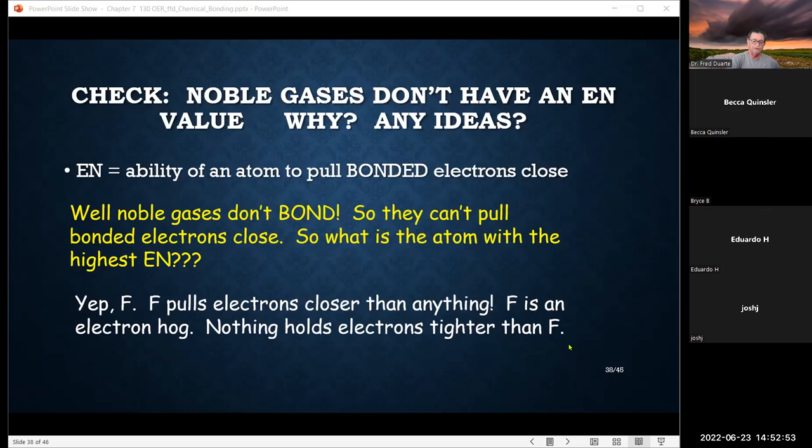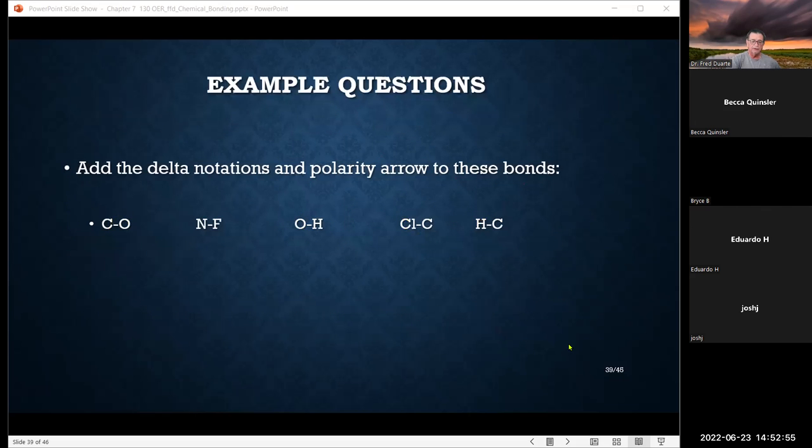Fluoride, again restating what we already talked about, has the highest electronegativity. You may be asked to draw the delta notation, the partial negative, partial positive, and the polarity arrow. You look at carbon and oxygen, at their position on the periodic table: who's a lot more electronegative? Obviously oxygen is. Why? Because oxygen is closer to fluoride. Therefore the arrow goes from left to right in this scenario, and the oxygen has a partial negative.